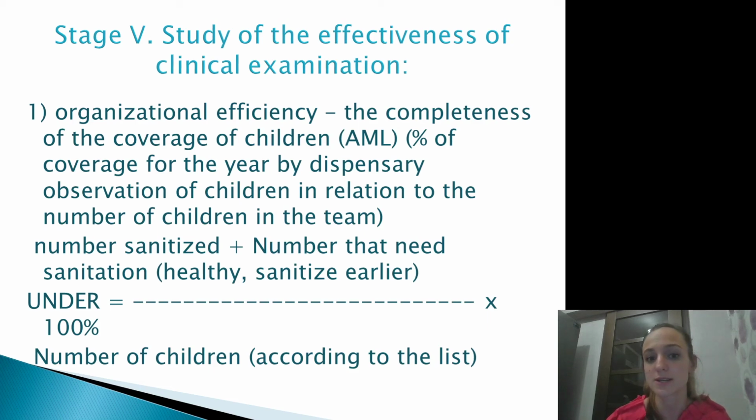Stage 5, study of the effectiveness of clinical examination. First, it is organizational efficiency, or the completeness of the coverage of children, yes, coverage for the year by dispensary observation of children in relation to the number of children in the team. So please write this information in your synopsis.